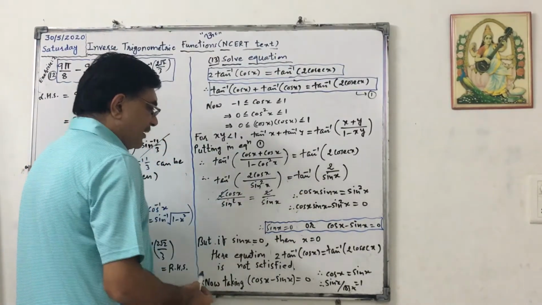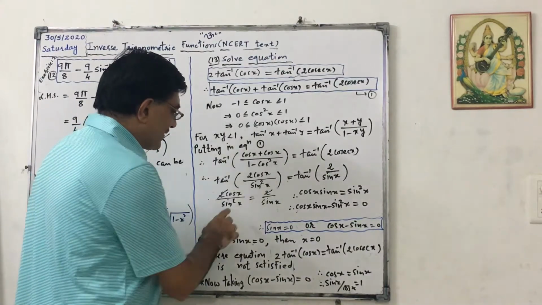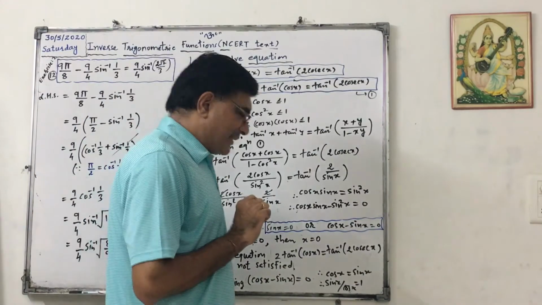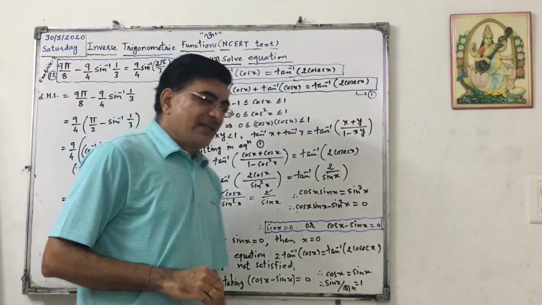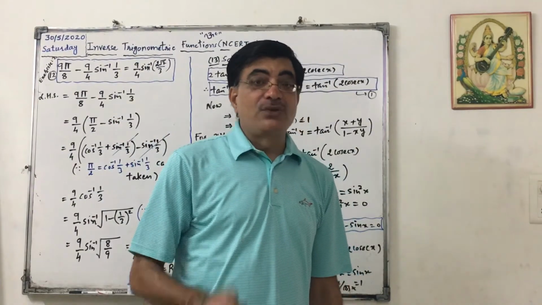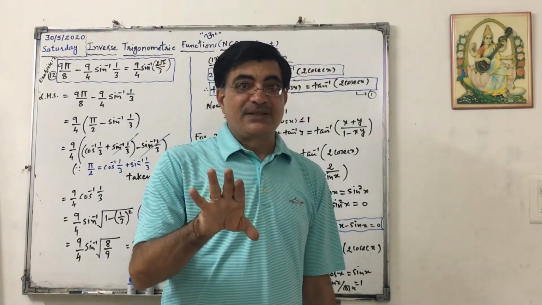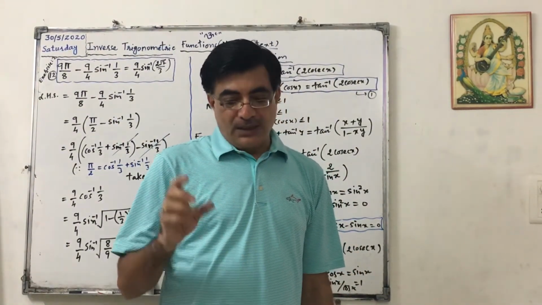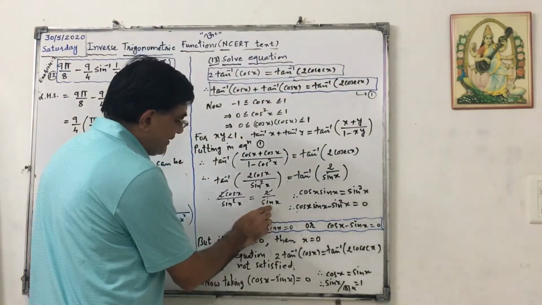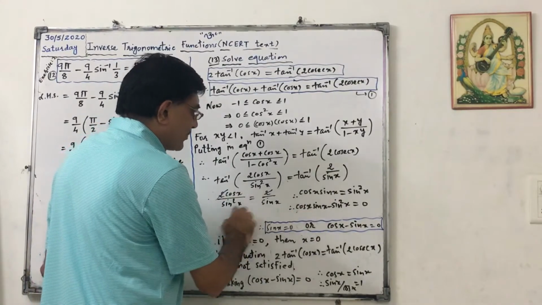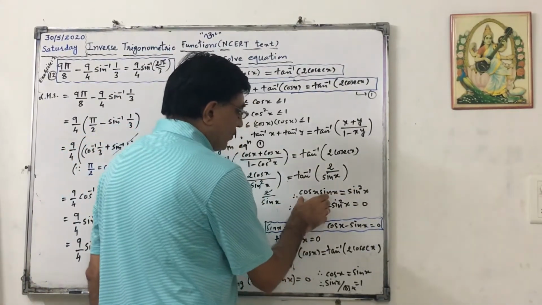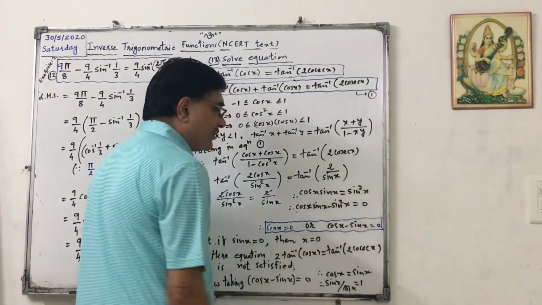2 cancels. Many students cancel this sin x. Don't do it. Because actually when you cancel sin x both the sides, you are assuming that sin x is not equal to 0. Actually you are dividing by sin x. Okay. But see, they have not given that. So keep it as it is. Just cos x sin x equals sin square x. Bring this sin x to the left hand side. So cos x sin x minus sin square x will be equal to 0.